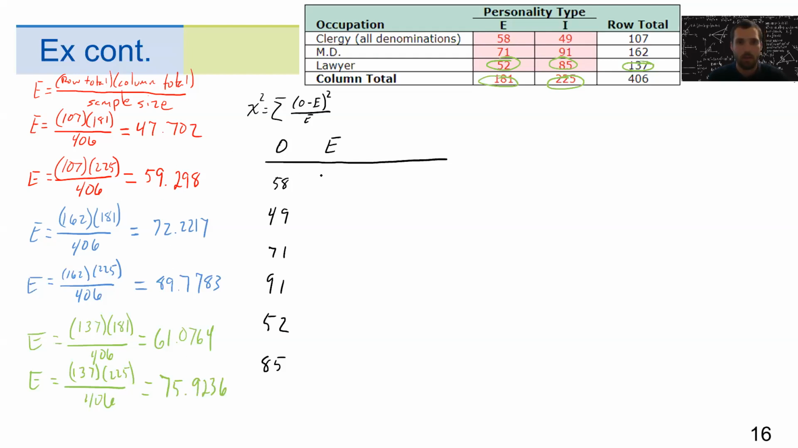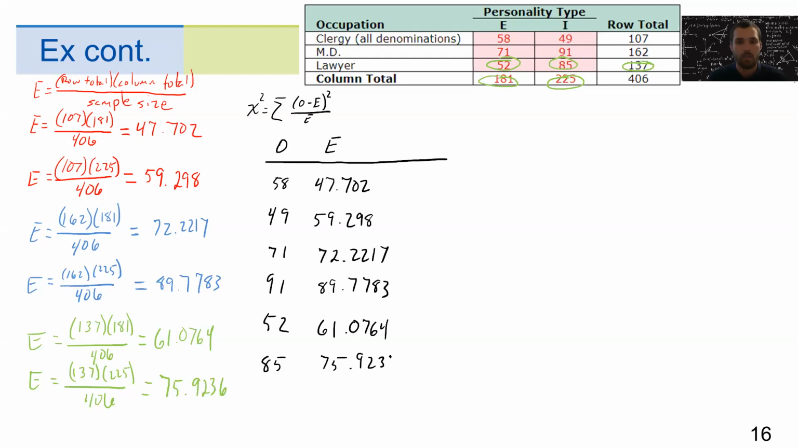Now E, we just computed all the way over here, so I'm just going to transfer all of those numbers here for my column for E. 47.702, 59.298, 72.2217, 89.7783, this one is 61.0764, and 75.9236. That is all of these numbers here, these red, blue, and green numbers. I just transferred them to here.